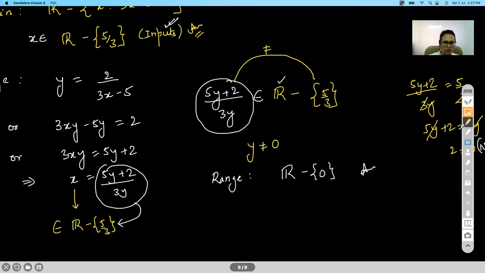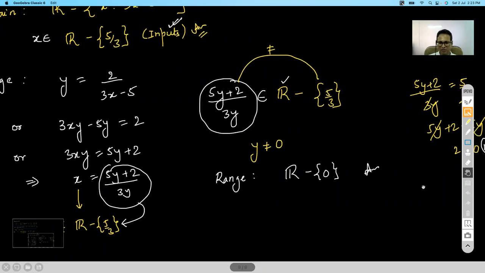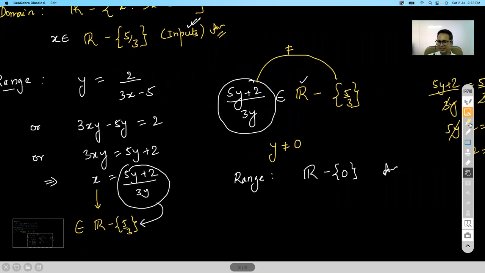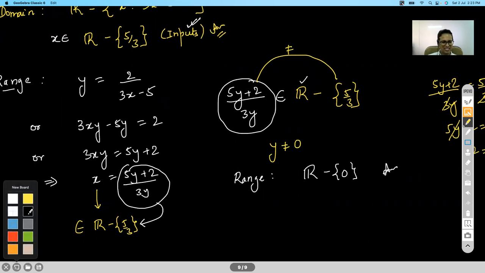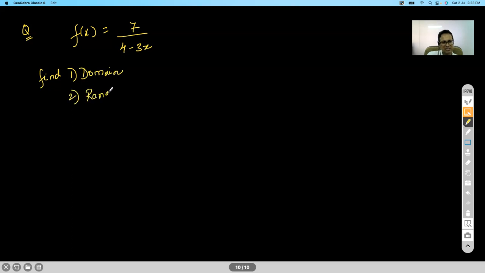Acha, would you like to try one more example? If you have understood this, let's do one more question. Okay, let's take another question. Question is, you have a function 7 divided by 4 minus 3x. Okay. Question is, find the domain of the function and find the range of the function.